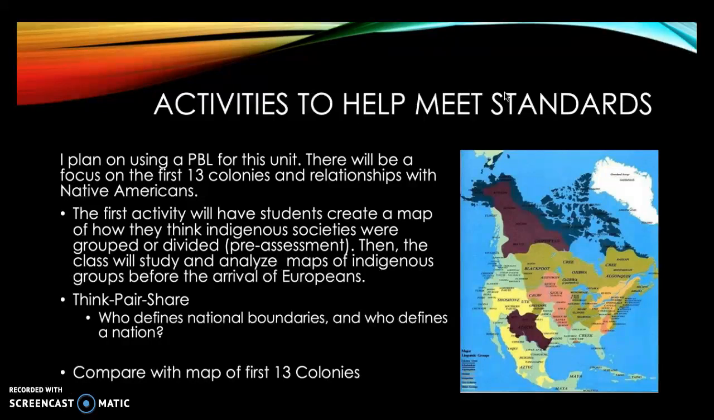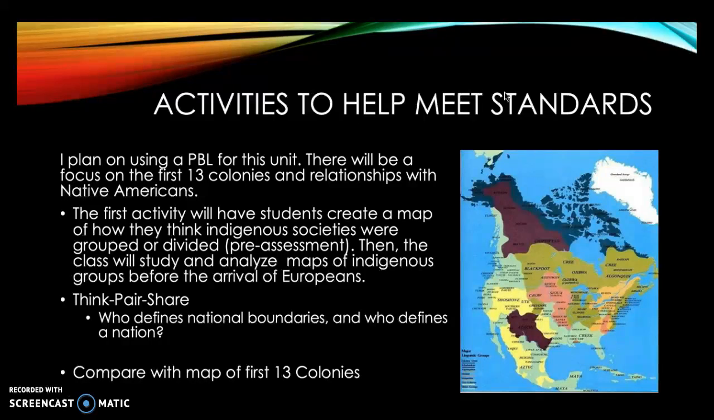Kind of a pre-assessment. Then the class will look at maps of indigenous groups and their range in America, and then a map of the 13 colonies and the arrival of Europeans, and be able to analyze these maps, look at them, and see changes that were made. And then I would also plan on having students use a think, pair, share strategy. I want them to be able to think about national boundaries and who defines a nation, what makes a nation, what makes a society, and who determines that.